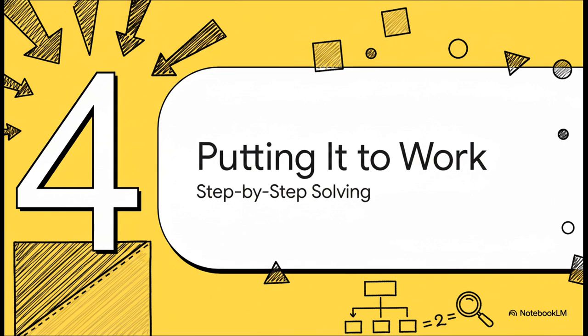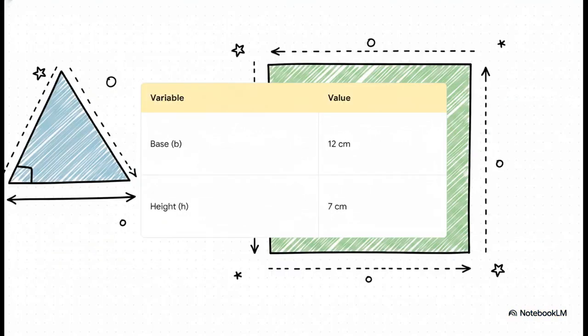All right, so we've nailed down the why. Now let's get practical and do the how. Let's run through a quick example to see this thing in action. So, let's imagine we've got a triangle. Its base is 12 centimeters, and its height is 7 centimeters. Easy enough. We have our two key pieces of information.